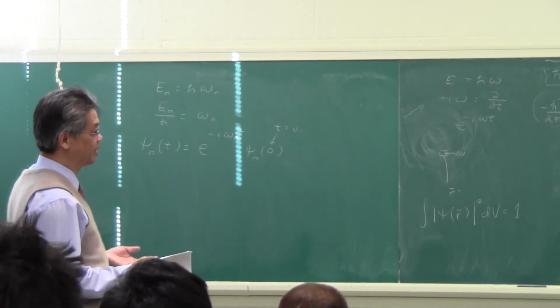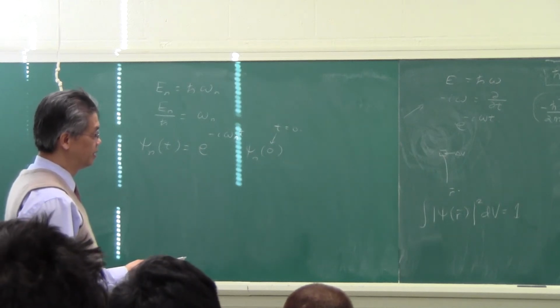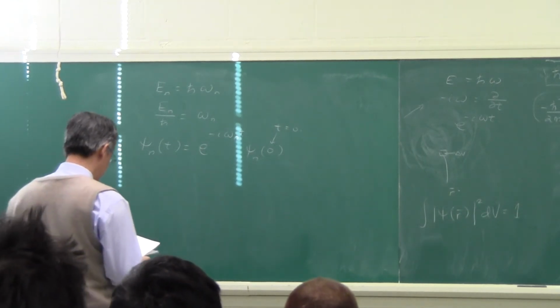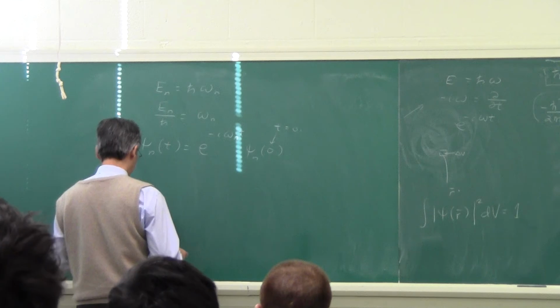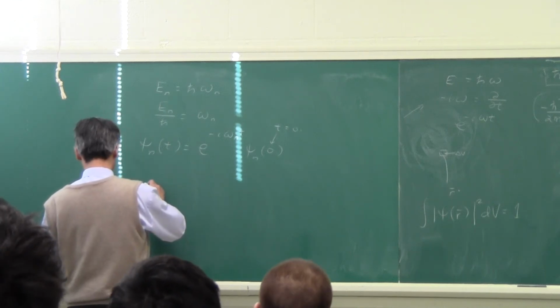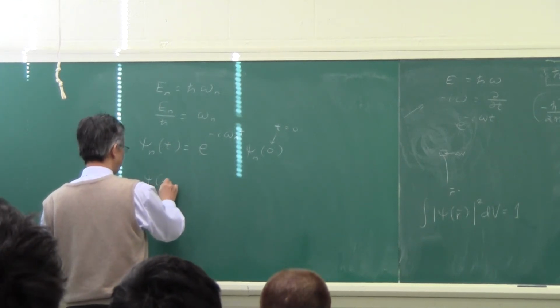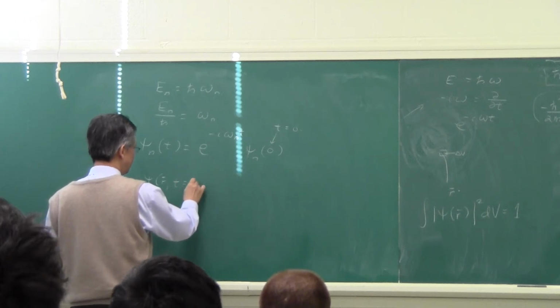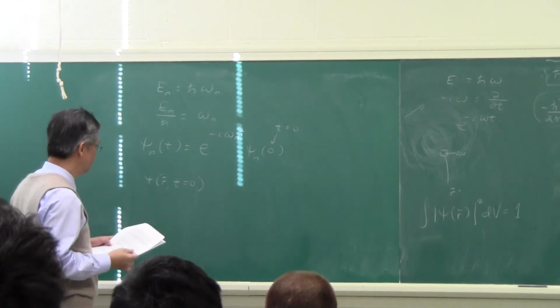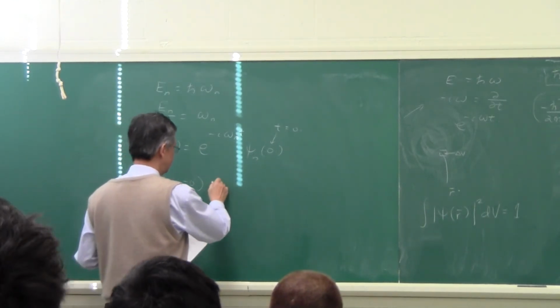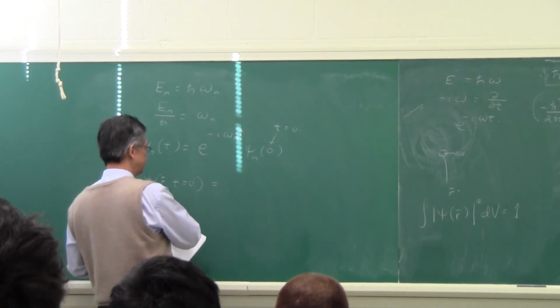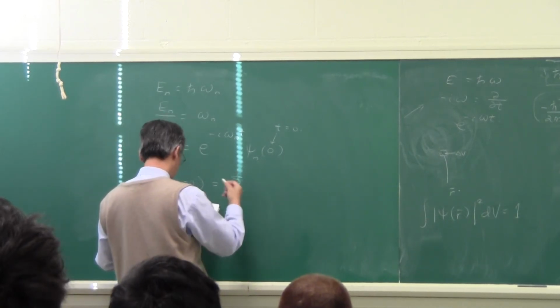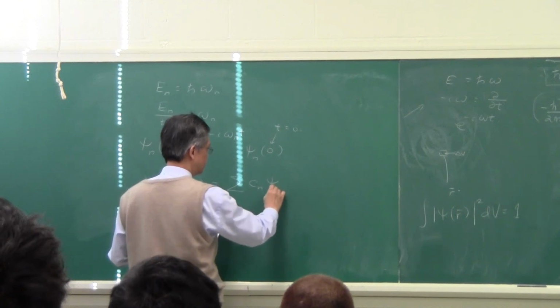And then we can use this kind of concept to solve a general initial value problem. That is, if we have a wave function known at the initial time, we can always expand this initial wave function at t equal to 0 in terms of its eigenfunctions.